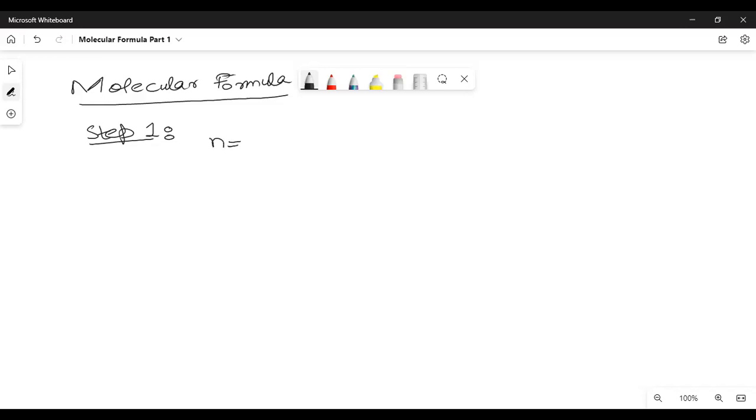Step one is that you have a formula for n. I'm going to explain what n is, but let me write the formula first. So the numerator is molecular formula mass, divided by the denominator, which in this case is empirical formula mass.